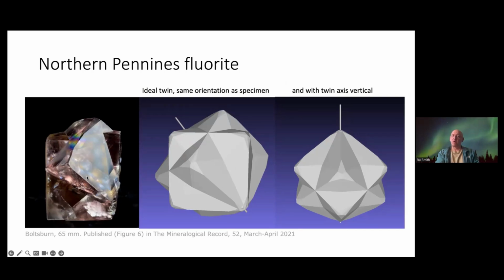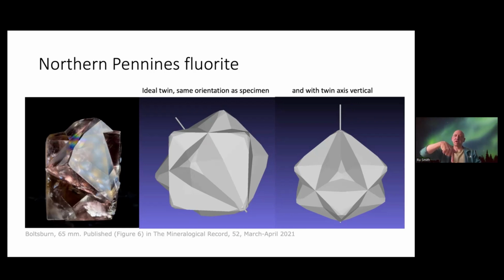It's got just the same orientation as that. And the little line that goes through the middle, that's the twinning axis. So to make that twin, and it's easier to see with the one on the right, I've put the twin axis vertical. So that's one of the corners of the cube.